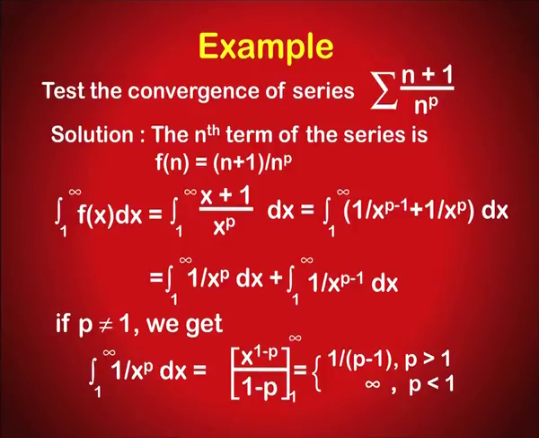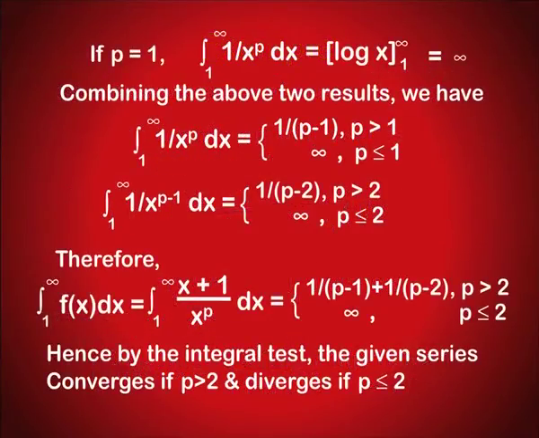If p is not equal to 1, we get integral 1 to infinity 1 upon x to the power p dx is equal to x to the power 1 minus p upon 1 minus p from 1 to infinity, which is equal to 1 upon p minus 1 for p greater than 1 and infinity for p less than 1. Also, if p is equal to 1, integral 1 to infinity 1 upon x to the power p dx is equal to log x from 1 to infinity, that is equal to infinity.